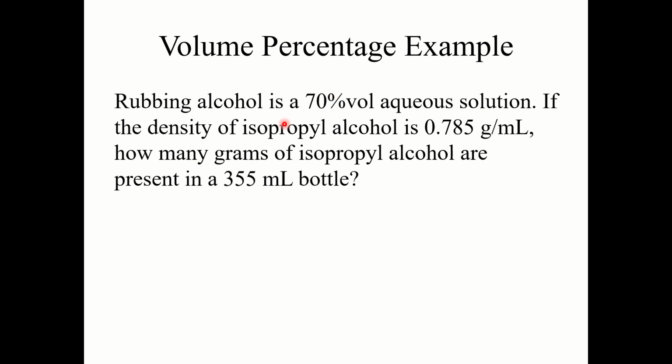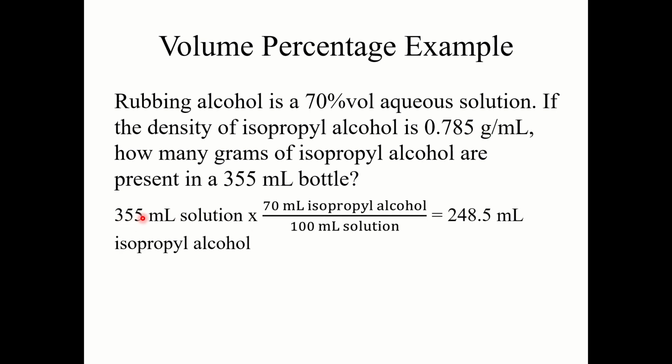So the first thing that I notice is that I've got the volume and I've got the volume percent, so I can use the volume and the volume percent to find the volume of isopropyl alcohol. Then, once I have the volume of isopropyl alcohol, I'm going to use that density to find the mass. So I've got 355 milliliter solution, and I'm going to multiply that by that volume percent. So 70 milliliters of isopropyl alcohol divided by 100 milliliters solution. So this tells me that in that bottle, I have 248.5 milliliters of isopropyl alcohol.